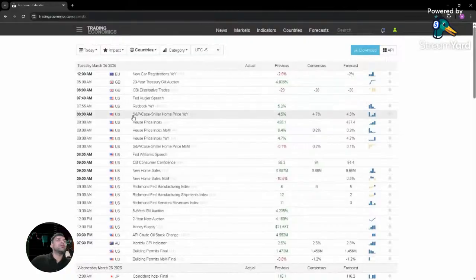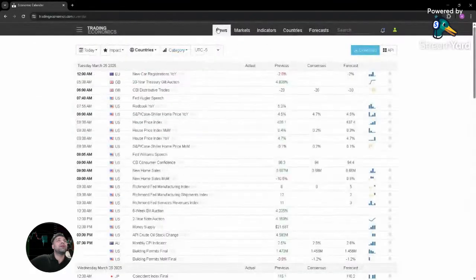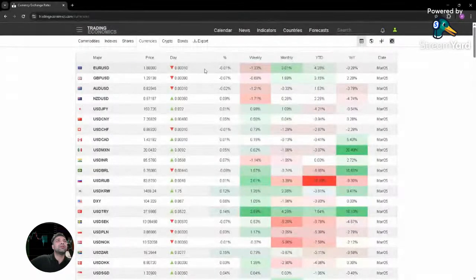So now we can look at another website for a better understanding of whether there's some data that we actually missed. So we have new car registrations, treasuries, and housing data coming out. Fed speaks, and home sales, Richmond, and the crude oil stock changes, and then CPI for the Australian dollar at 7:30 tomorrow. If there is certainly some news out here for the currencies, we can look into that as well.